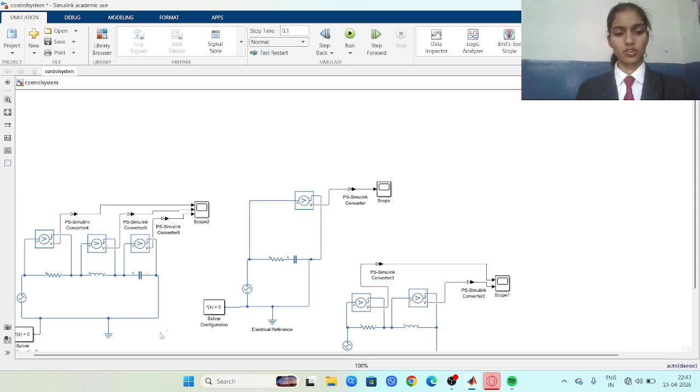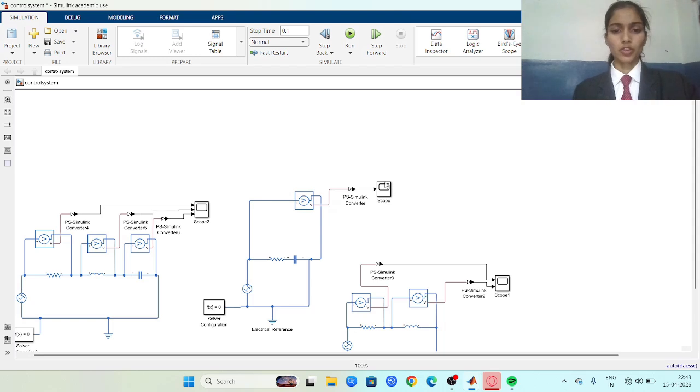This AC source provides the input voltage to the circuit. The resistor controls the current flow. The capacitor stores electrical energy and charges and discharges continuously. The output taken across the capacitor using the voltage sensor is displayed on the scope.